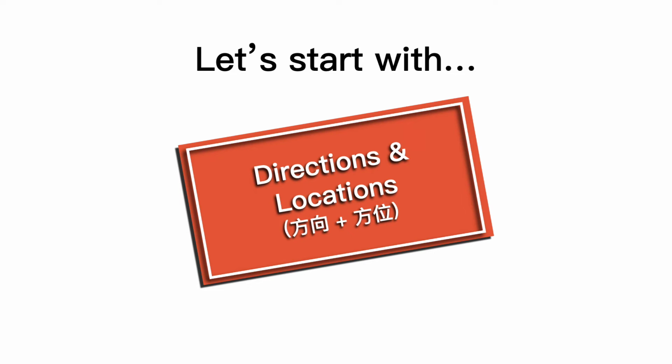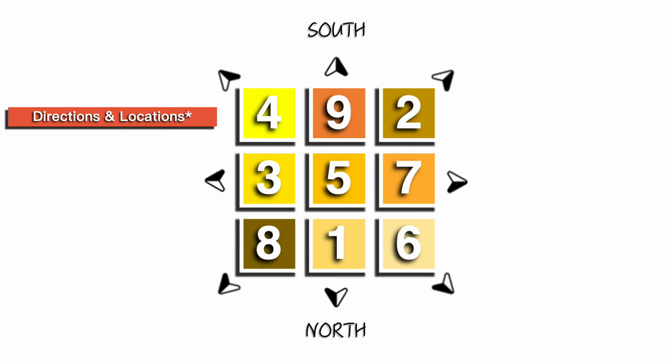Let's start with directions and locations. The positions of north and south are represented by number 1 for the north and number 9 for the south. As for the directions or locations of the east and the west, the 7 will represent the west, whereas the 3 resides at the position of the east.